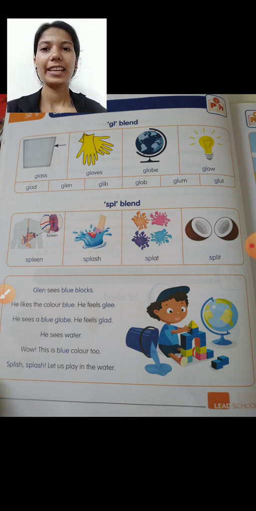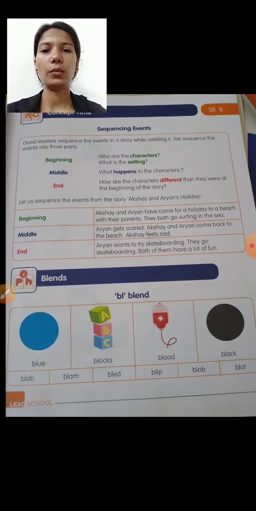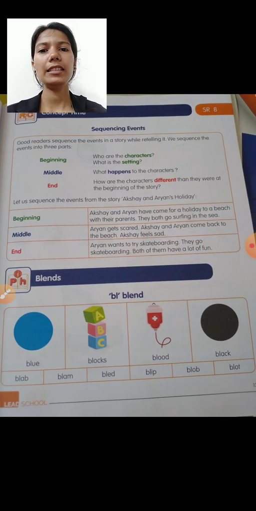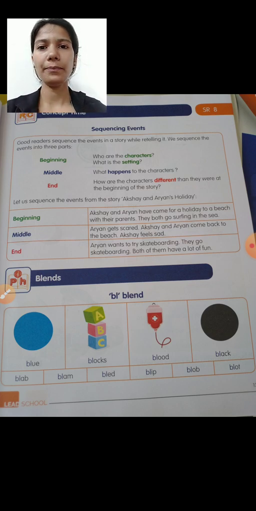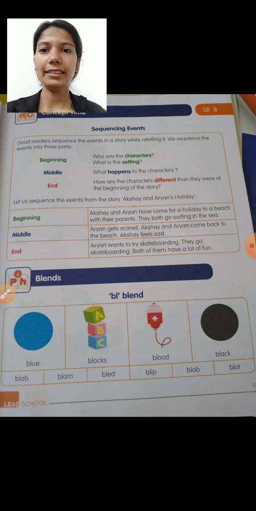Okay, students? Now, as your homework, what you need to do is read the story once again and try to arrange the story in three orders: beginning, middle and end, on your own. Read the story once again and sequence the story: the beginning of the story, middle of the story and end of the story. Write in your notebook and share it with me before 5 p.m. in the evening.